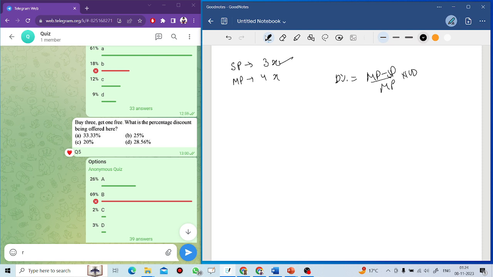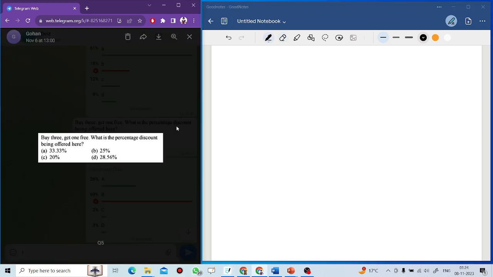We are paying for 3 products only. Or if I talk from the shopkeeper's perspective, I am offering 4 products, so the mark price will be 4x, and the selling price is 3x. So 4x minus 3x by 4x into 100 is basically 25%. I won't show the calculation. Next one.